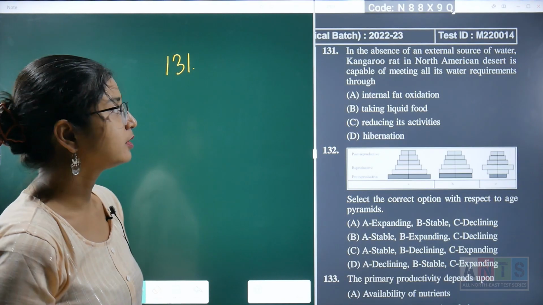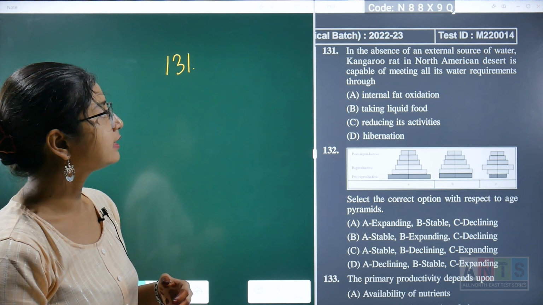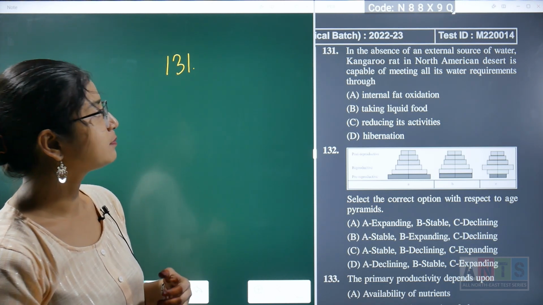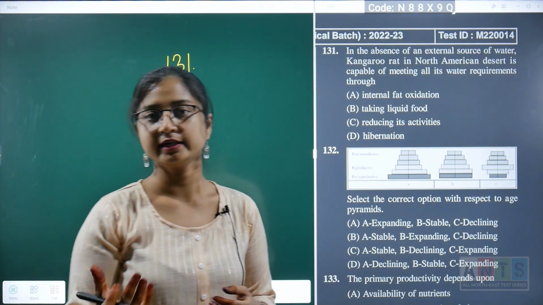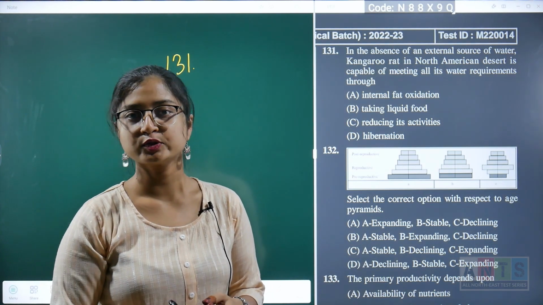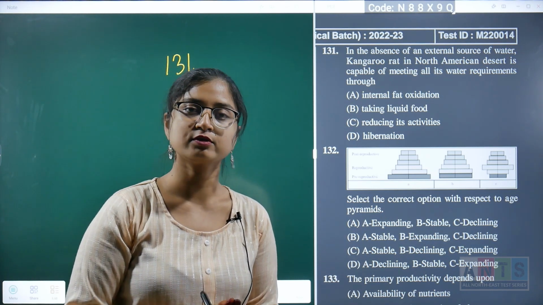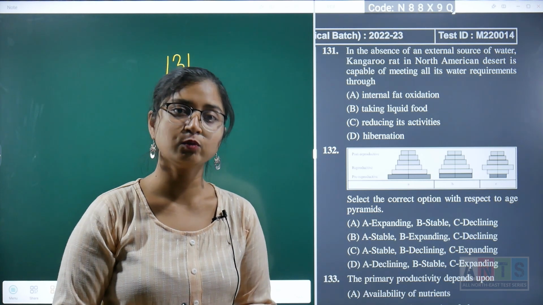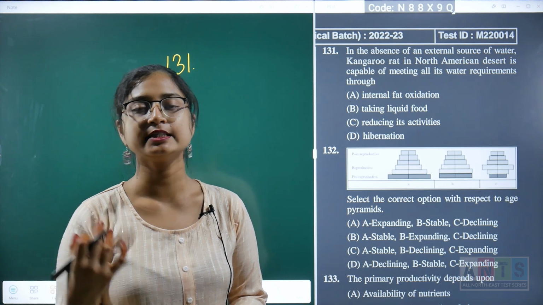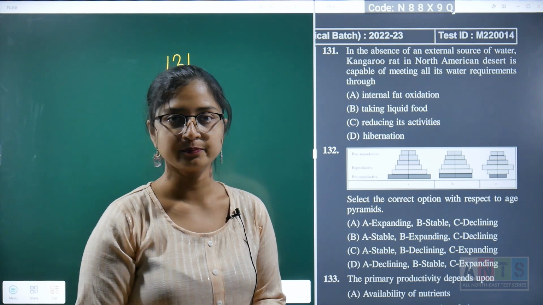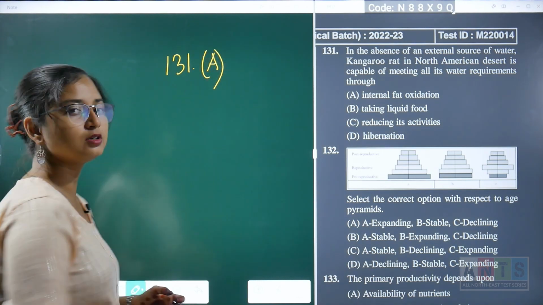Now question number 131. In the absence of an external source of water, kangaroo rat in North American desert is capable of meeting all its water requirements through. So what the kangaroo rat contains is, it contains an advanced mechanism of internal fat oxidation. As a result of this internal fat oxidation, it can generate metabolic water, which can compensate for whatever water scarcity it is facing in the desert condition. So going by that, question number 131, the correct answer is option A.